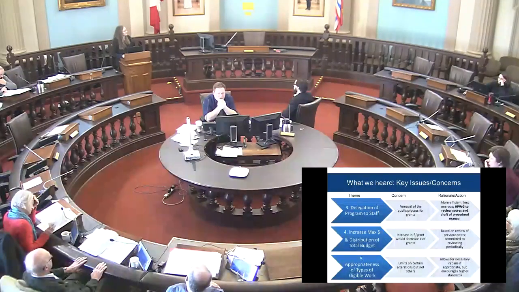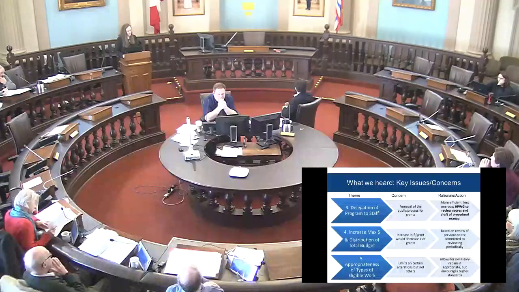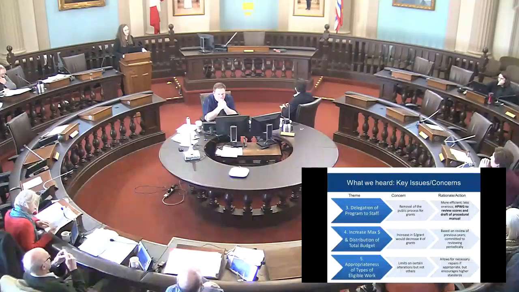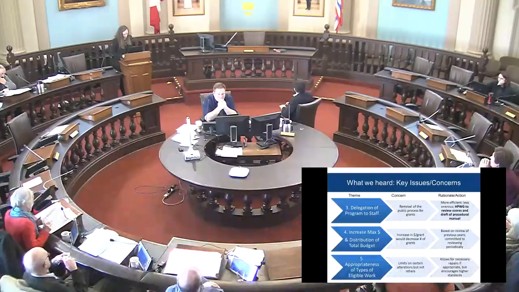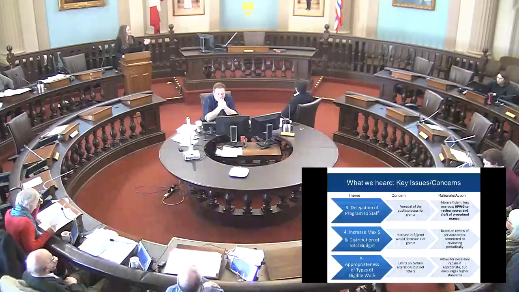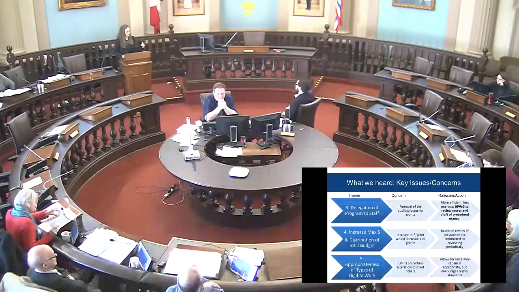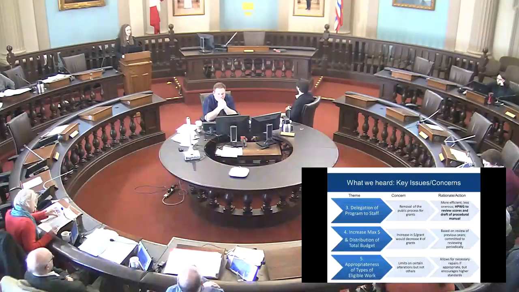And then the last theme is the appropriateness of types of eligible work. So this came up at the meeting in October, as well as in the public open house in the summer, with respect to types of work that would be eligible for the grant program. So section 5.2 of the new bylaw presents more of a comprehensive list of eligible works. And then further in 6.1, the bylaw provides examples of projects that would not qualify for funding.